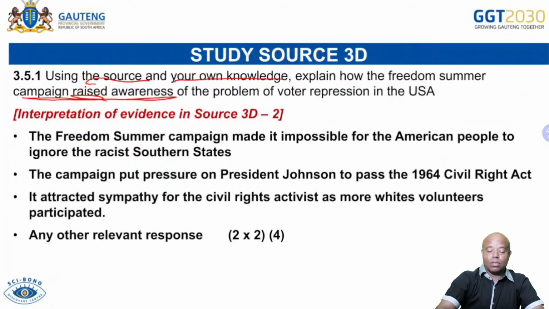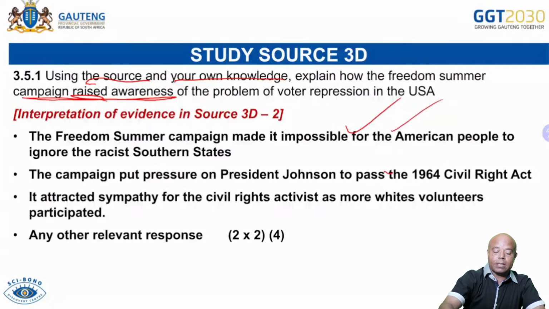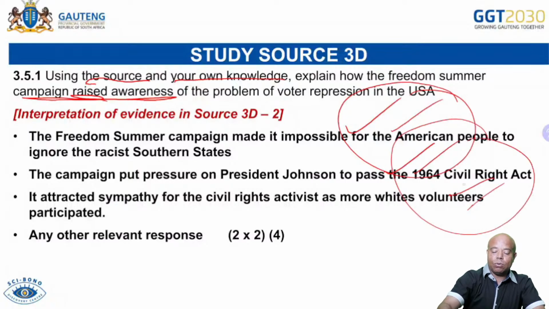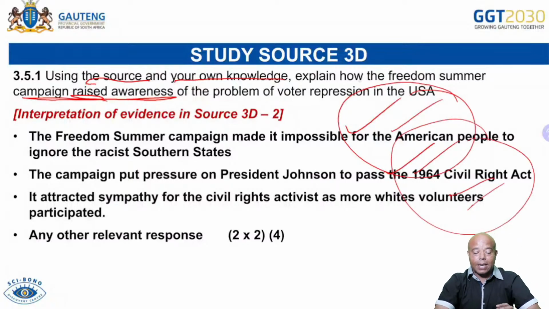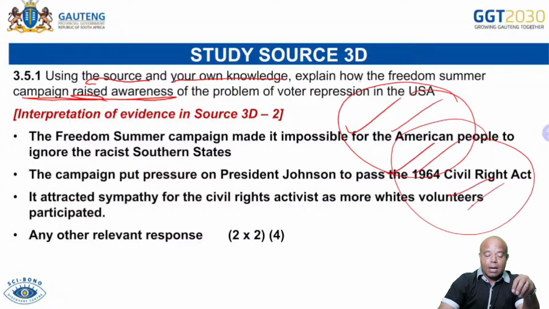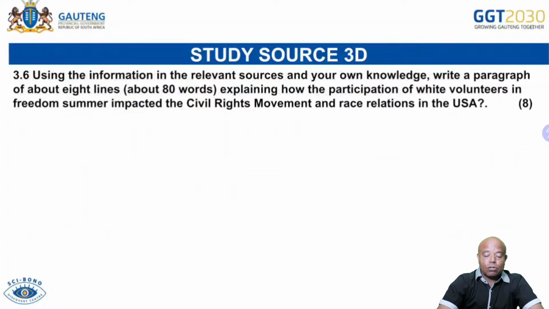Any other relevant responses? Give me 2 marks, but I only need 2, meaning it can be this 2 here or it can be that 2. So learners, now we can clearly see that some of them are from the source and some are from own knowledge. Own knowledge means you must have studied the content. Let's go to the next question, which is a paragraph question.